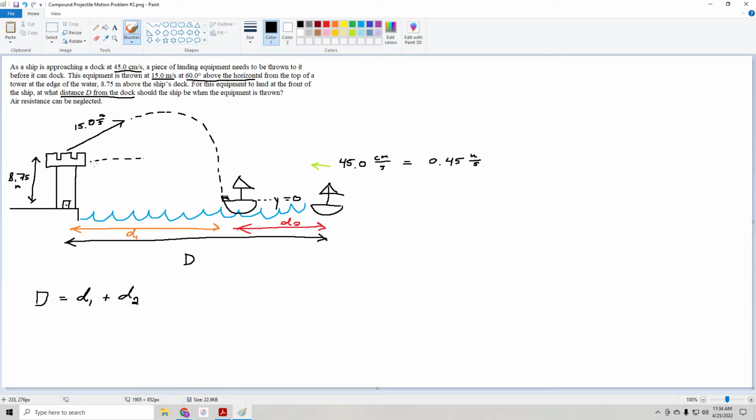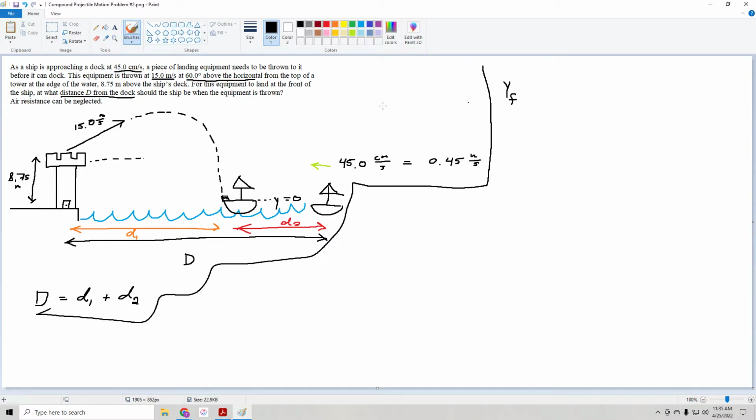In order to do that, we are going to need time. And we can solve for time using the following equation. I'll put a box around this a little bit to separate it. We can say that the final position in the y direction is equal to the initial position in the y direction plus the initial y component of the velocity times the amount of time plus 1/2 at squared.